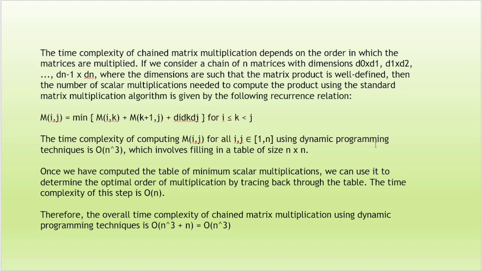Once we have computed the table of minimum scalar multiplications, we can use it to determine the optimal order of multiplication by tracking back through the table. The time complexity of this step is O of n. Therefore, the overall time complexity of chain matrix multiplication using dynamic programming techniques is O of n power 3 plus n, which is equal to O of n power 3.